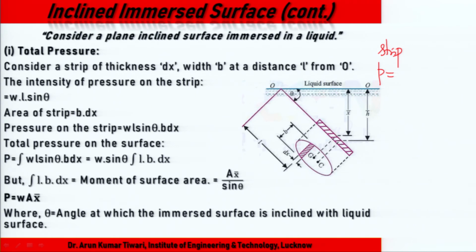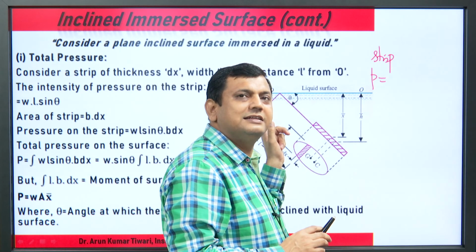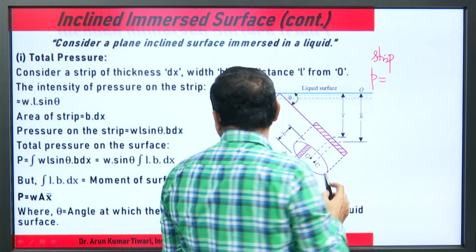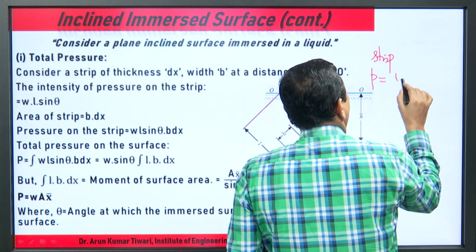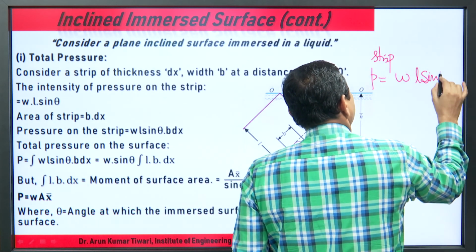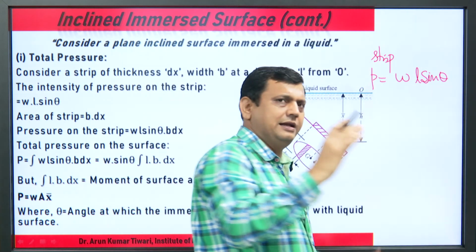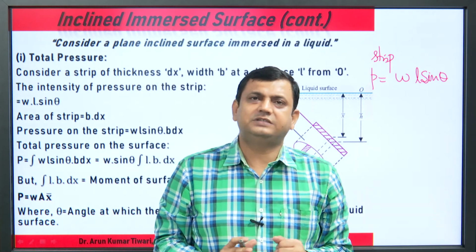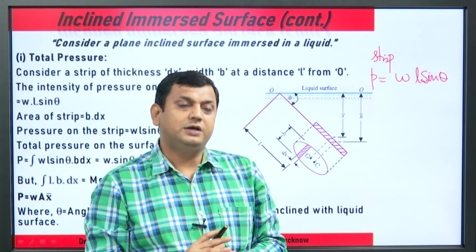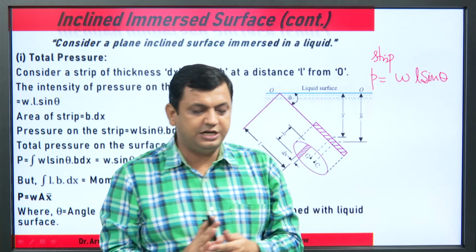It is W into x. In this case, what is the x? Because we take vertical, this angle is theta, so we get the sin theta component: W into L sin theta. We have taken the sin theta component, W L sin theta. This is the pressure intensity.